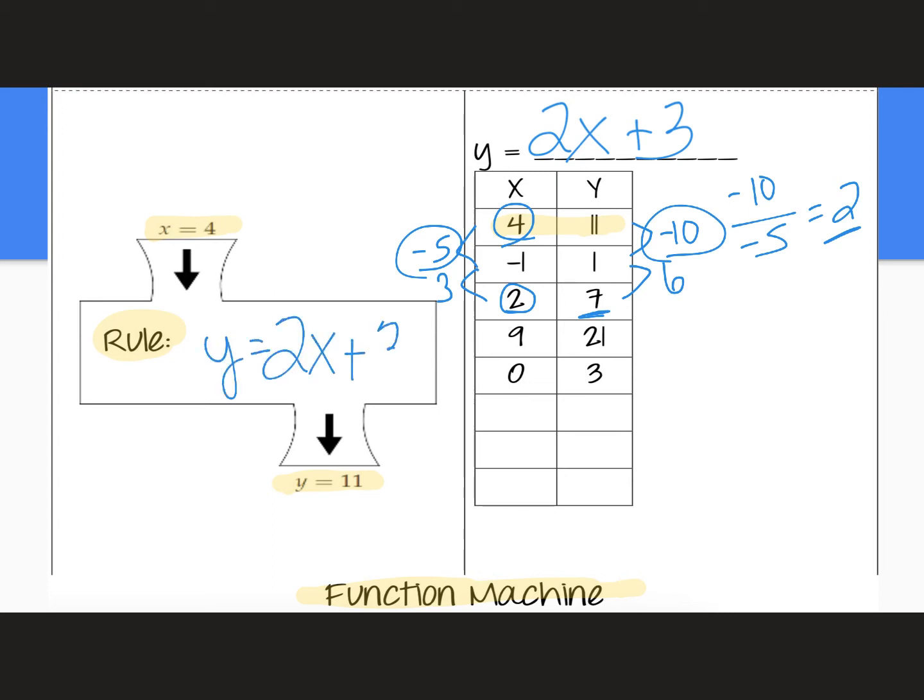This is one way you'll see functions represented. You can choose another couple numbers. Let's say I put 1 in. 1 times 2 is 2, plus 3 is 5. If I put 3 in, 3 times 2 is 6, plus 3 is 9.